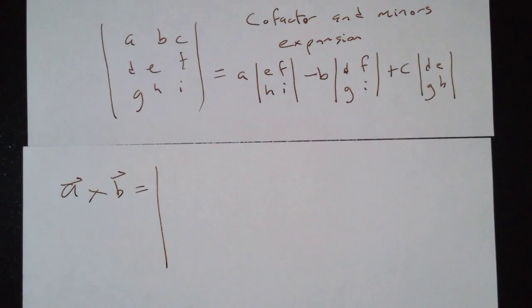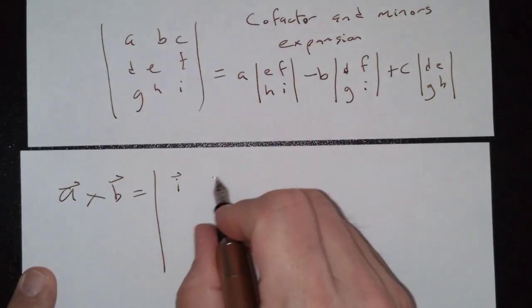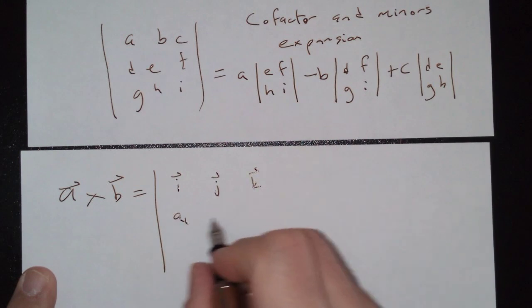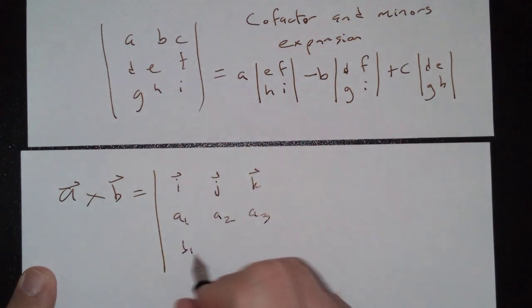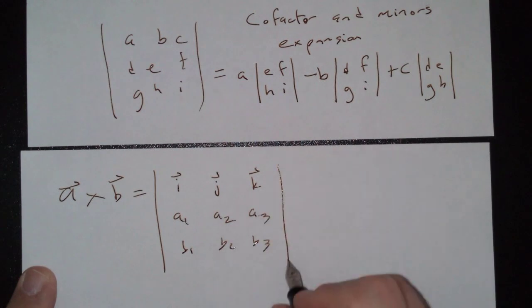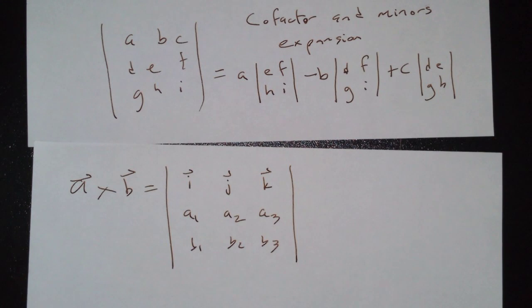I'm going to write a determinant for my cross product. I'm going to put A and B in the second and third rows. And in the top row, I'm going to write my unit vectors, I, J, and K. Now what I'd like you to do is do that cofactor and minors expansion on this thing.